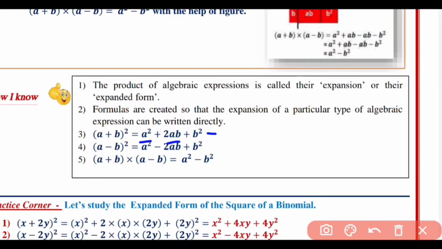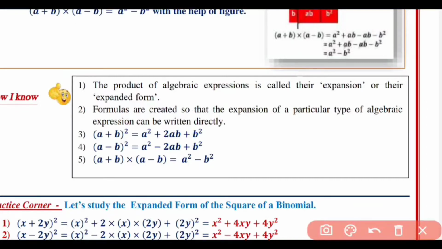Now the second formula is (a minus b) whole square, that means first term minus second term whole square. The expansion is a square minus 2ab plus b square. Both formulae are the same, only the difference is of sign. In the first, the bracket has a plus sign and after expansion both signs are plus. Here the bracket has a minus sign and after expansion the first sign is minus and the second sign is plus. So you have to remember these two things in these two formulae.